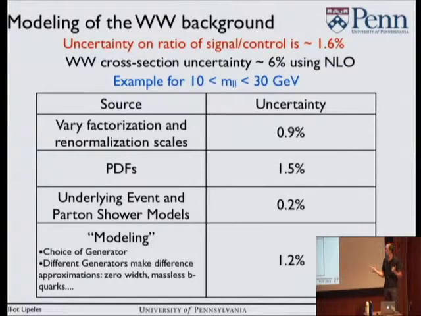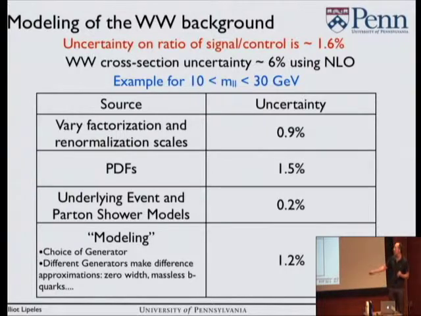Well, we get the uncertainty by varying the factorization and renormalization scales. I'll explain that a little bit more in the next slide. That gives us about 1%. Varying the PDFs gives us 1.5%. Then there's the underlying event and varying parton shower models. Underlying event has various ad hoc models that are tuned to the data, including multi-parton interactions and such. It seems to not make a very big difference. It turns out for the 30 to 50, it makes a bigger difference. I'm not exactly sure why.